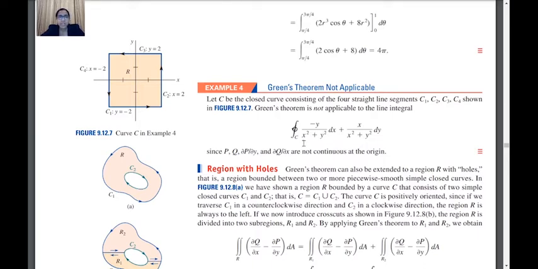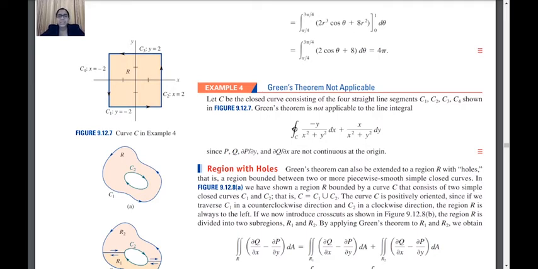So as long as the origin is contained in our region, these functions, that is P, Q, ∂P/∂y and ∂Q/∂x, will not be continuous at the origin. I hope the concept is clear. We cannot just apply Green's theorem like that. We have to confirm that these functions are all continuous. These functions cannot be properly defined with the origin in our region, so in this case we cannot evaluate this integral using Green's theorem.